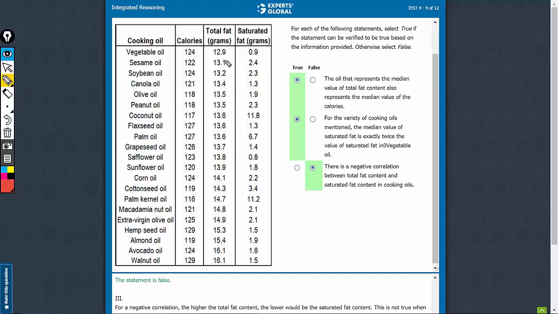It's sorted by total fat. The 11th value is 3.9. This is the 11th value: safflower oil. The median value of total fat is represented by safflower oil.